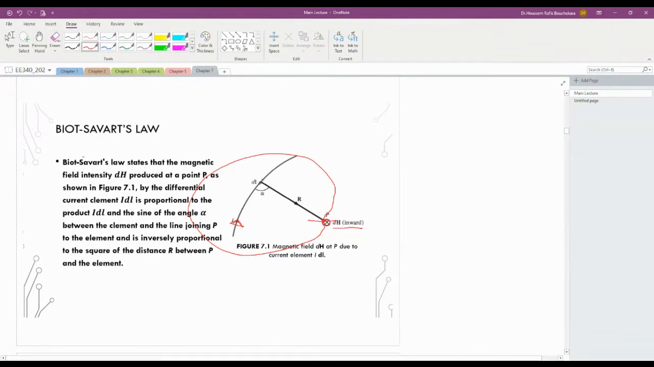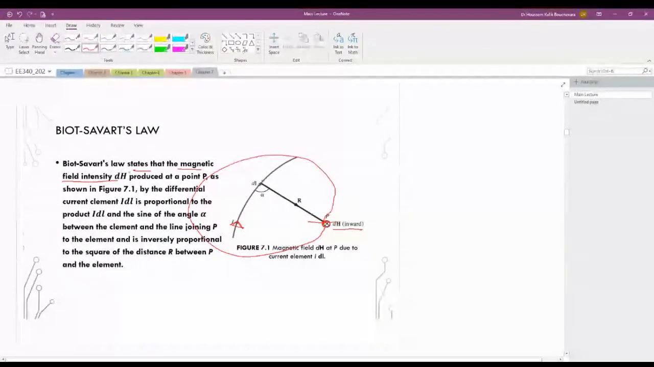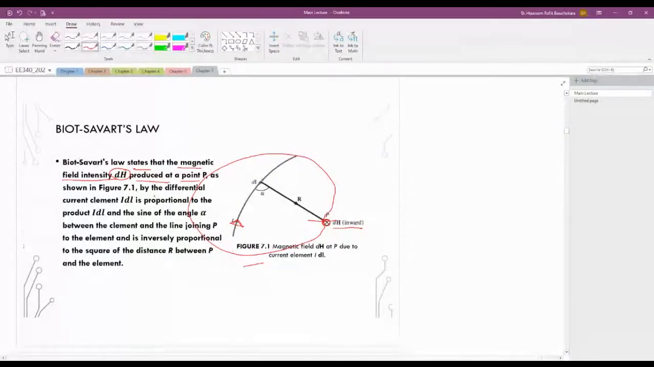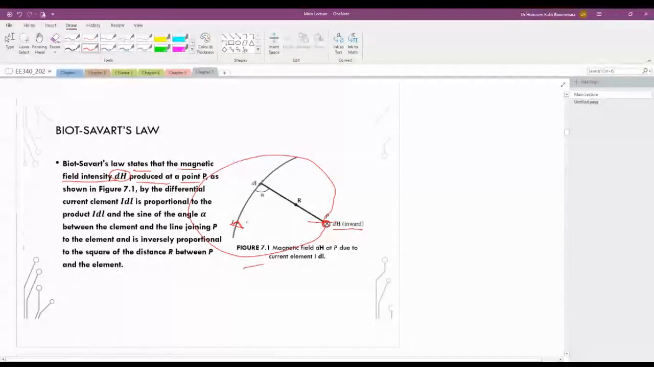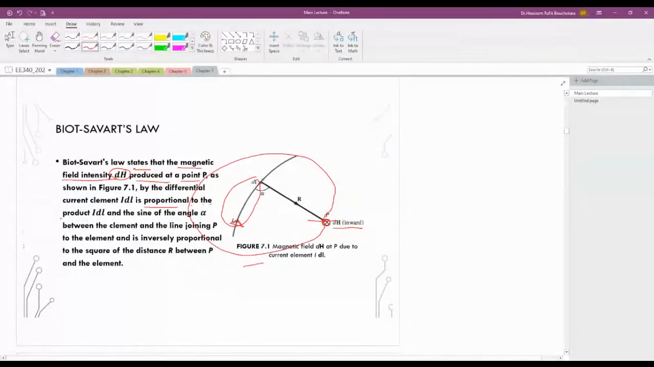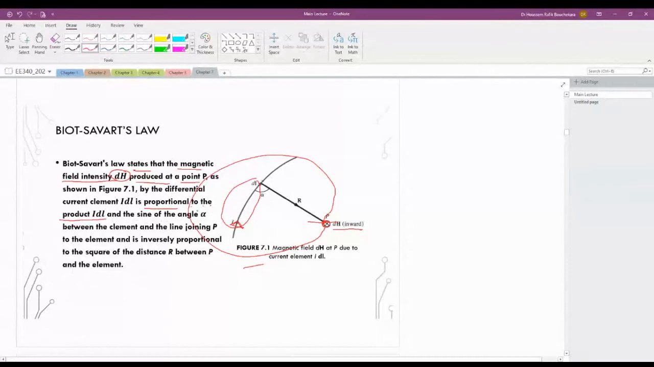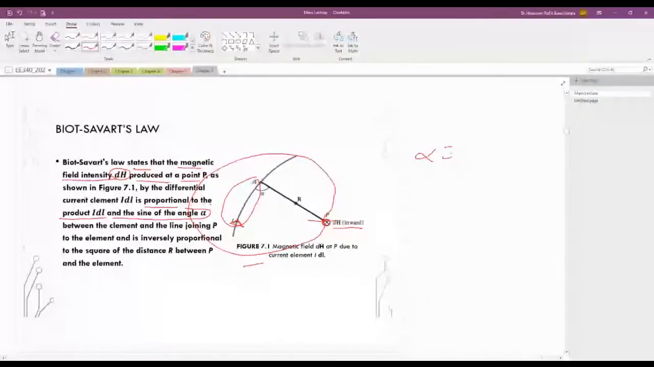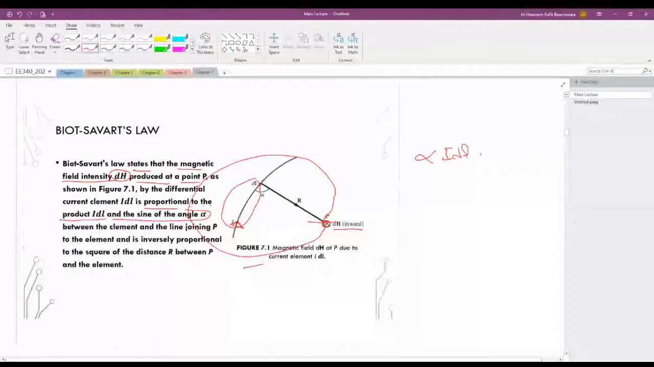So what does Biot and Savart law state? It states that the magnetic field intensity dH produced at the point P, as shown in this figure, produced by what? Produced by this element, which is IDL, is proportional to the product IDL with the sine of the angle alpha. So it is proportional to IDL times sine alpha.